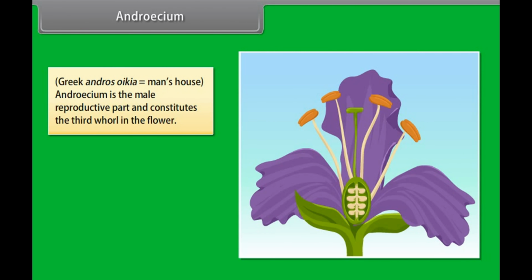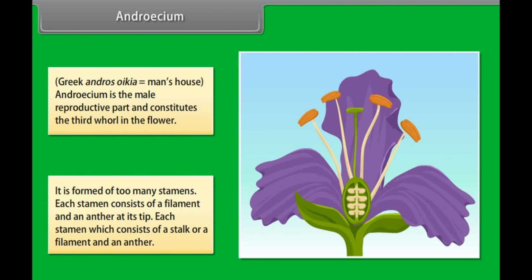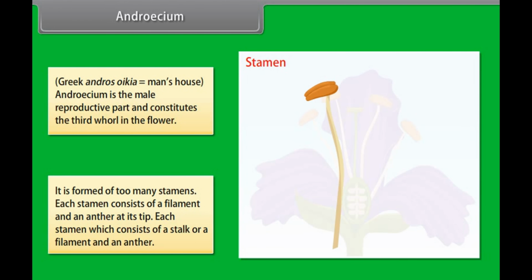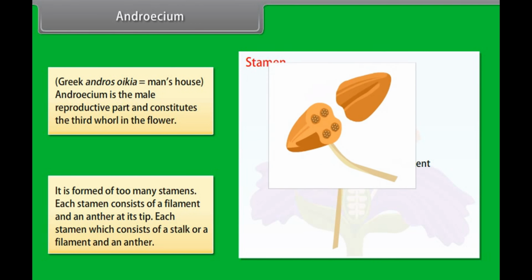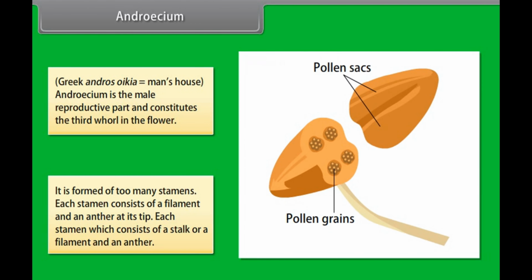Androecium. Androecium is the male reproductive part and constitutes the 3rd whorl in the flower. It is formed of many stamens. Each stamen consists of a filament, or stalk, and an anther at its tip.